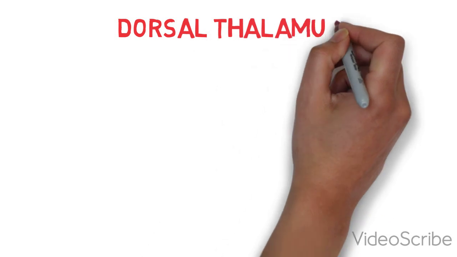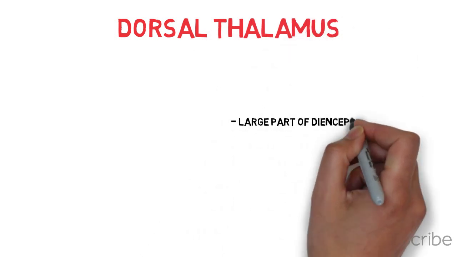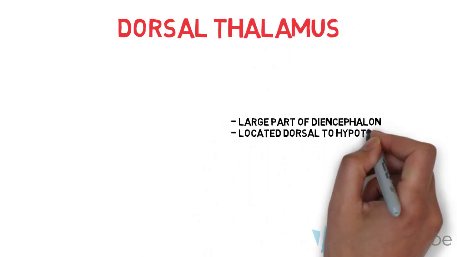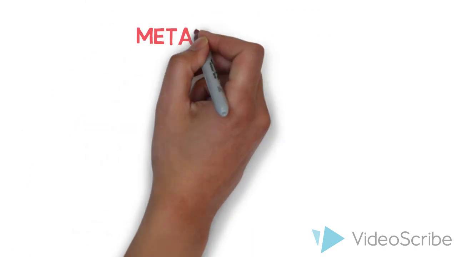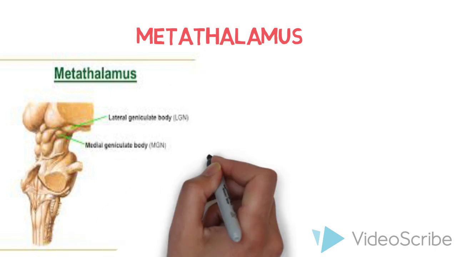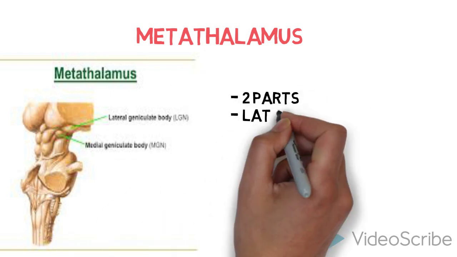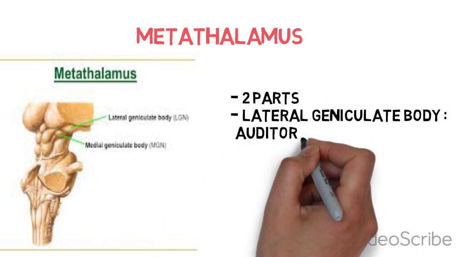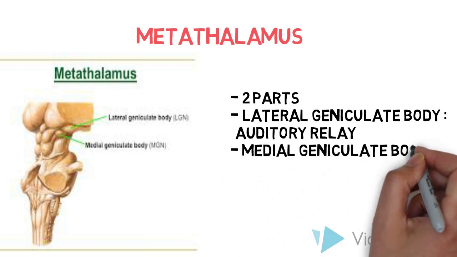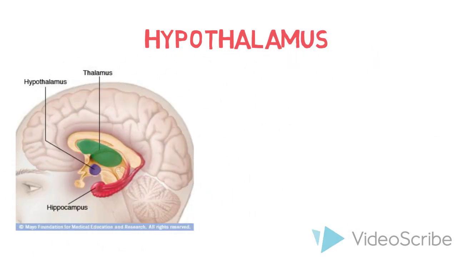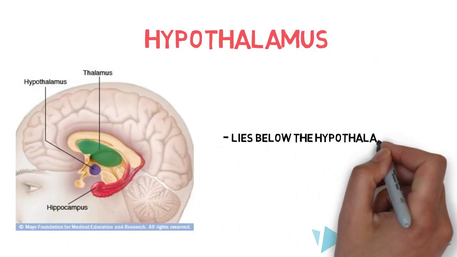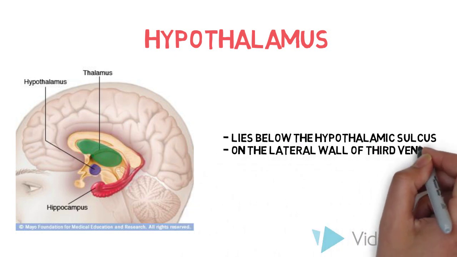The dorsal thalamus is the large part of the diencephalon, located dorsal to the hypothalamus, excluding the subthalamus and the medial and lateral geniculate body. The metathalamus is composed of two parts, the lateral geniculate body, which serves as auditory relay, and the medial geniculate body, which serves as visual relay. The hypothalamus is that part of the diencephalon that lies below the hypothalamic sulcus, on the lateral wall of the third ventricle.